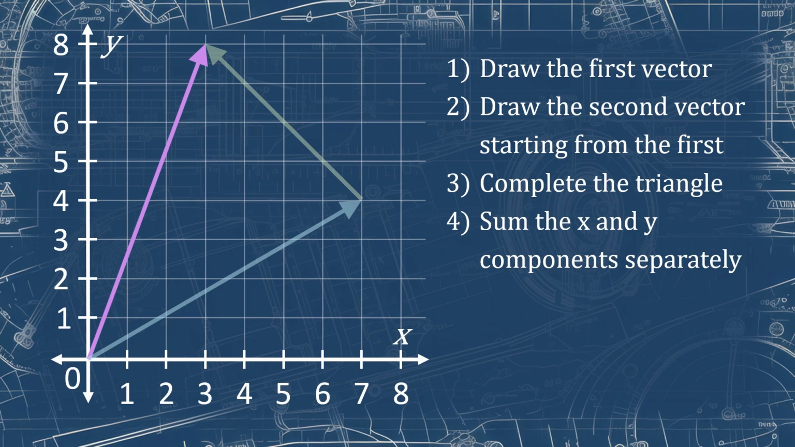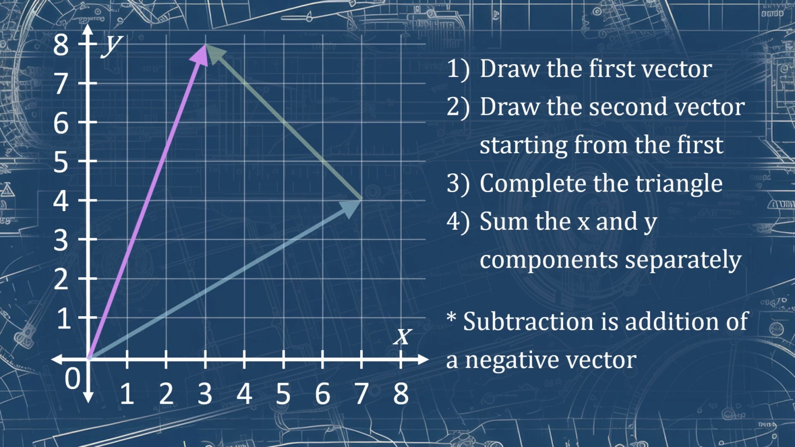Or, if it's easier, you can just get the answer graphically. And then the note to remember, subtraction is simply addition of a negative vector. We multiply the vector we want to subtract by -1 and add it just like normal.